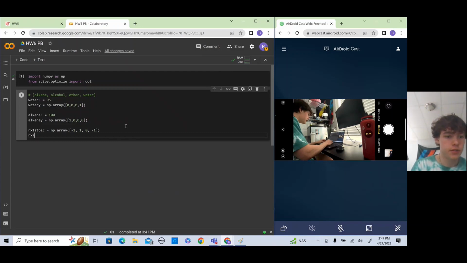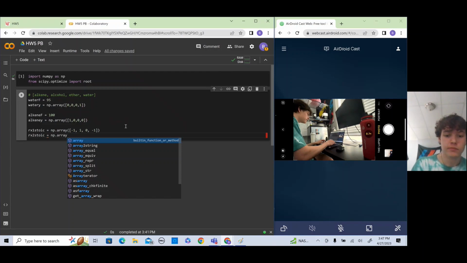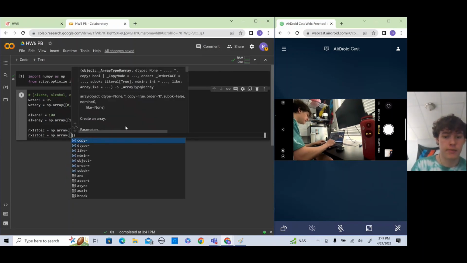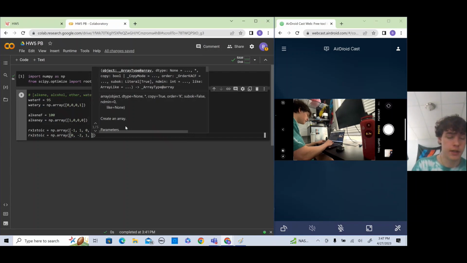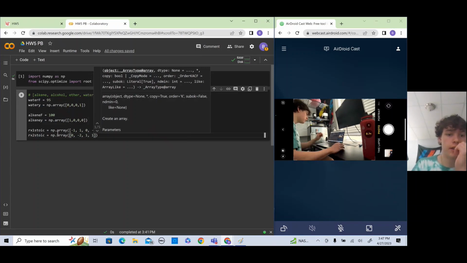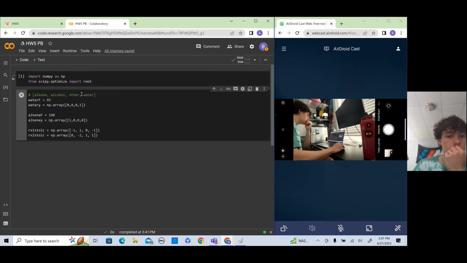Our Rx2 is another array, and this time nothing's happening with our alkene. Our alcohol is we're getting rid of 2 of those to create 1 ether, and we're also getting water out of that. I think I put these in the wrong spot. Let's switch these quickly.